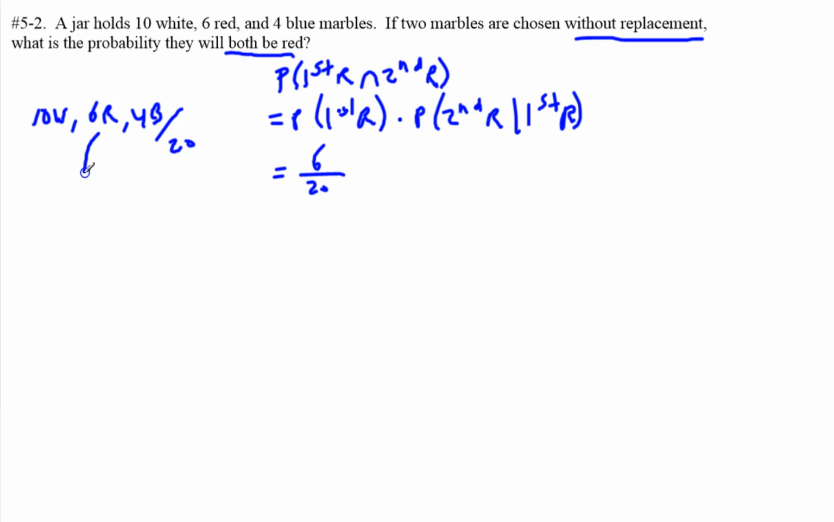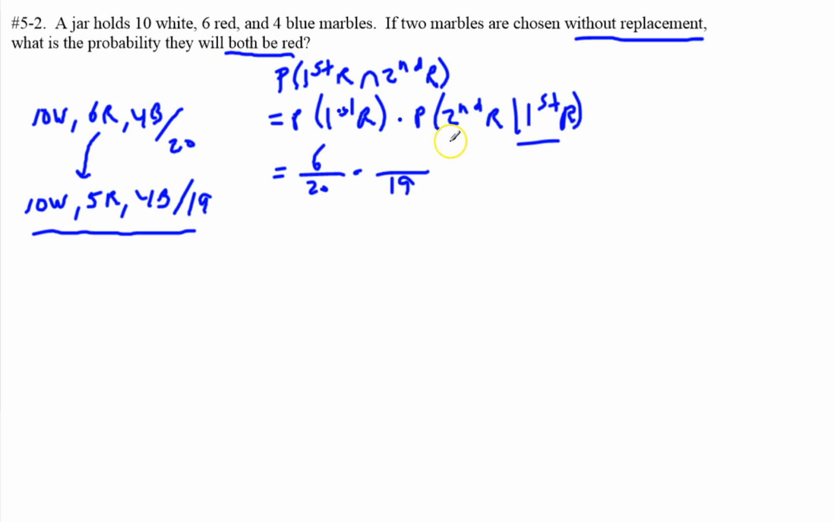This time, when we draw one of the red marbles out, we have now 10 white, but only 5 red marbles left with the 4 blues, which means there's now only a total of 19 marbles in the jar. So when we go to do the second probability, because we didn't replace it, the conditional probability, given that we had a red the first time, is based on what's now in the jar. Out of the 19 remaining marbles, what's the probability that we'll get a red one? That would be the 5 remaining reds out of the 19.